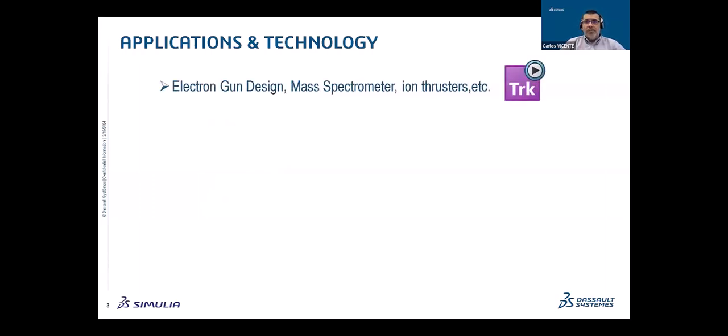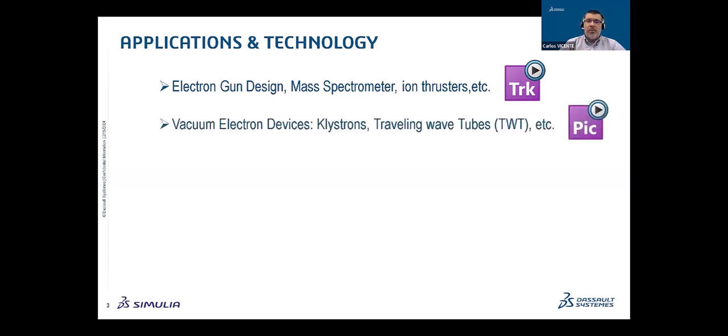First of all, let me start with the tracking solver, which is based on a static approach, which gives the traces of a charged particle beam in an external electric and magnetic field. The space charge is taken into account through the Coulombian effects, of course, and it is superimposed on the external fields. This can be taken into account iteratively. With this solver, there are some applications that can be covered, like electron gun design, mass spectrometer, or ion thrusters.